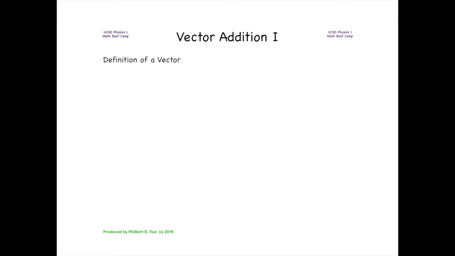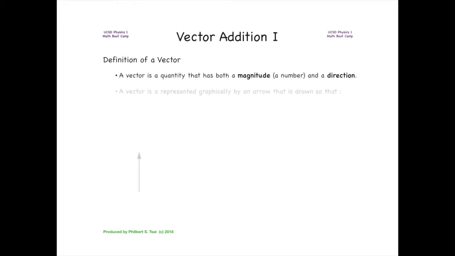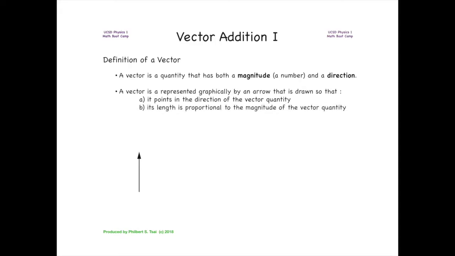We'll start our review of vector addition by defining what a vector is. A vector is a quantity that has both a magnitude and a direction. It can be represented graphically by an arrow that is drawn so that it points in the direction of the vector quantity and has a length that's proportional to the magnitude of that vector quantity.